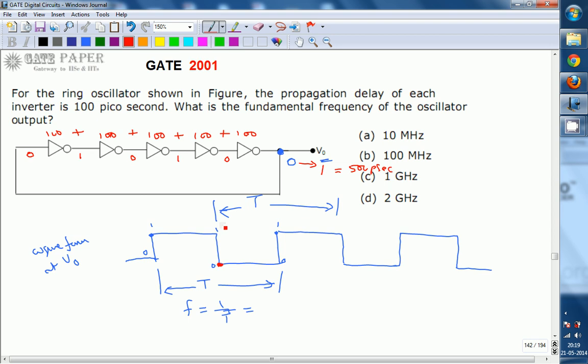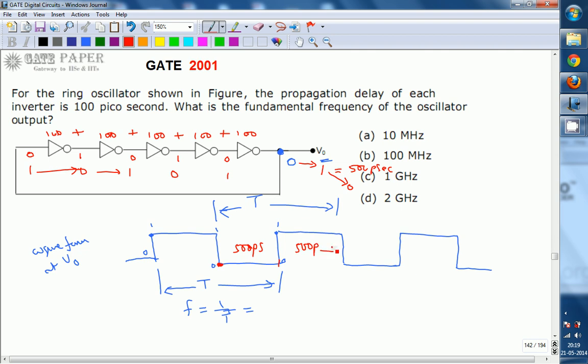Now the input for this first inverter is 1, because it has changed from 0 to 1. This 1 will change to 0, which requires 100 picoseconds. Next, 0 to 1 changes with the delay of 100 picoseconds of this inverter. Next it makes the 1 to 0, which also takes 100 picoseconds. Then 0 to 1 takes one more 100 picoseconds, and now this 1 makes the change to 0. If it has to change, it requires 500 picoseconds, and this 1 to 0 change takes another 500 picoseconds.